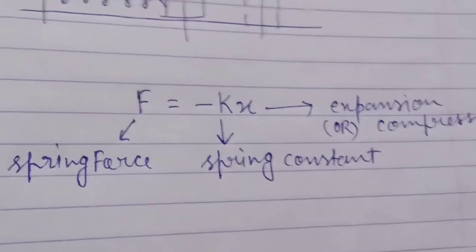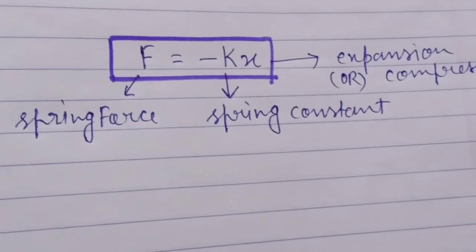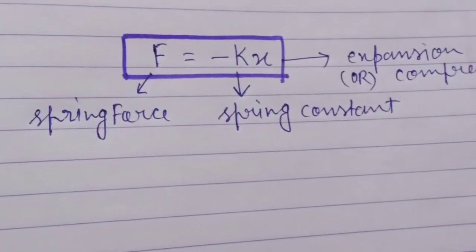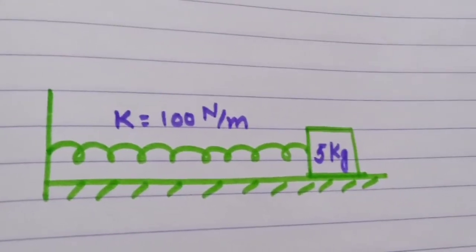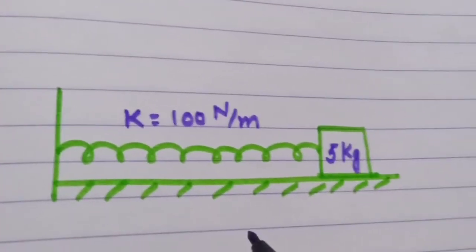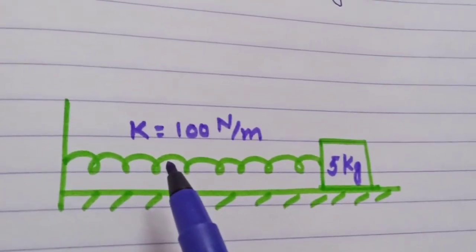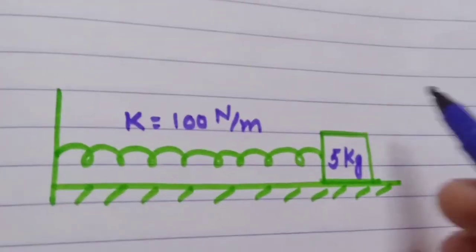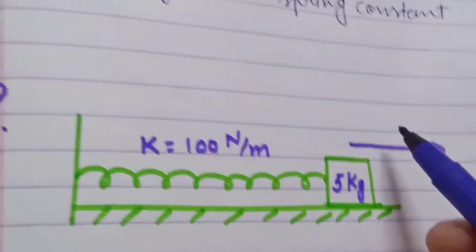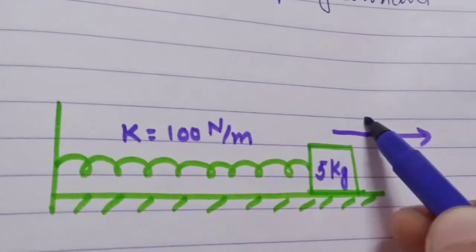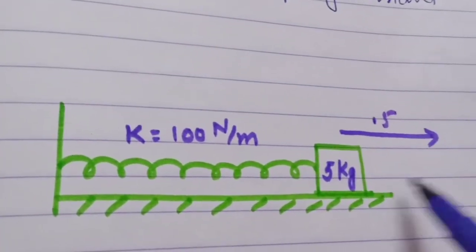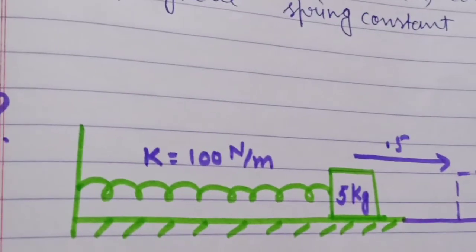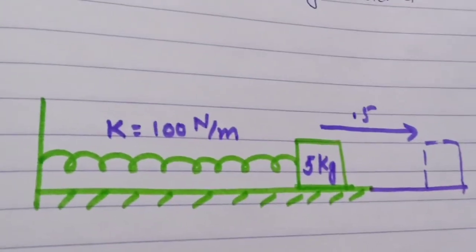Okay, so for this we take the conditions. So let's start the first condition. If there is a system having a spring constant K and the block having mass 5 kg, if we expand this by 0.5, so what is the force on it?